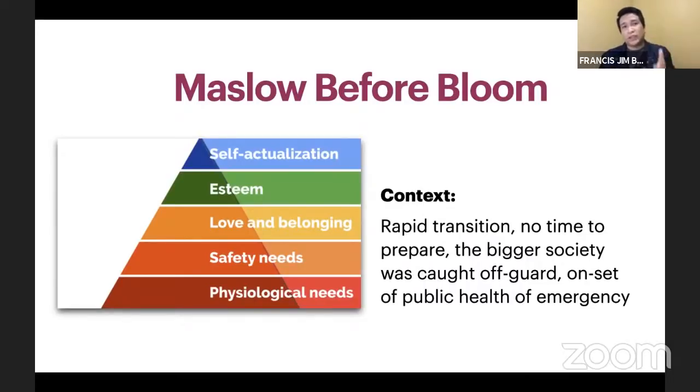This is the first thing that we need to ensure with our students. The context, why are we talking about Maslow before Bloom? Before, there was a rapid transition at the beginning of the pandemic. I know that there were some schools and universities which did not have much time to prepare. So what happened was that they went straight. They said, let's go distance education. We will do online learning.